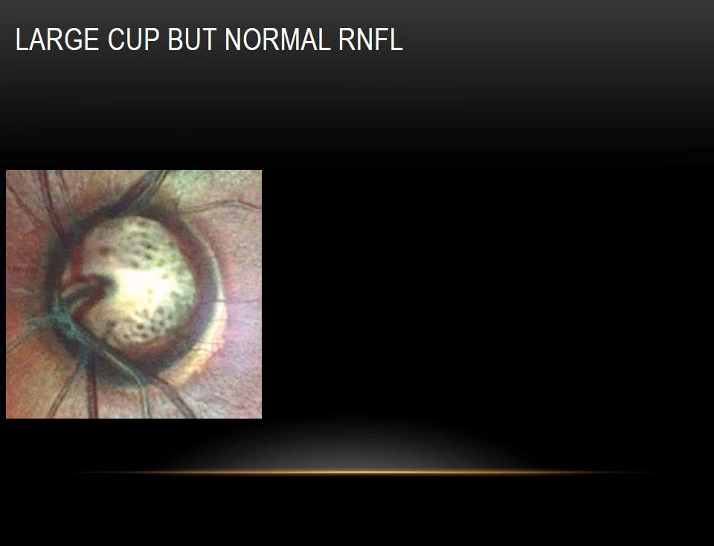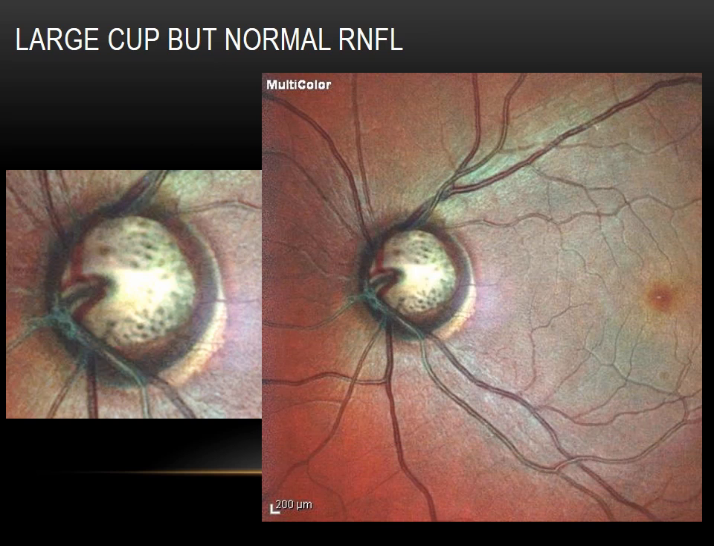Here is an example of a large cup in a patient with multiple pores of the lamina cribrosa being visible, making this patient a high-risk glaucoma suspect. However, a normal nerve fiber layer, inferotemporally and superotemporally, along with the nasal and temporal quadrants, show us that this is also physiologic cupping.